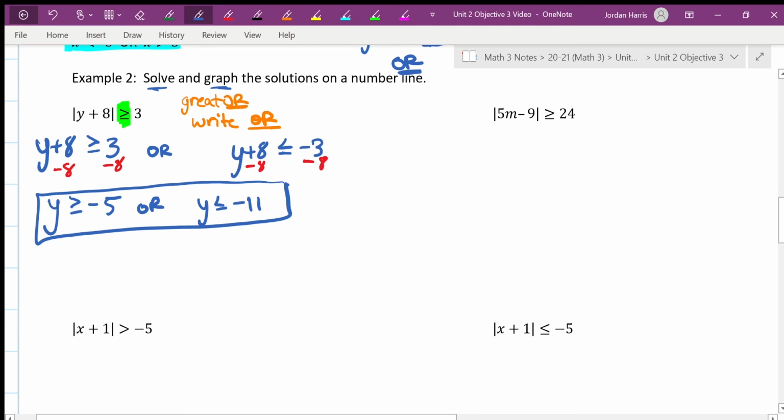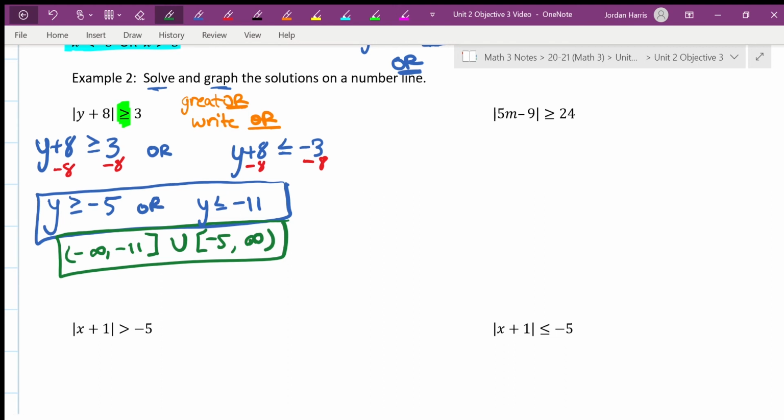Okay, and that's my solutions. I've gotten it by itself. If we wanted to write this out in interval notation, this one's a little bit harder. We always start with the left side, so less than is the left side. So this one's going to be negative infinity to negative 11 bracket, or negative 5 to infinity. Okay, that would be the interval because it's less than or equal to negative 11, negative infinity to negative 11, everything less than including it, so bracket. U means or. Actually, that's where that union represents or. And then bracket negative 5 to infinity because it's everything greater than or equal to negative 5.